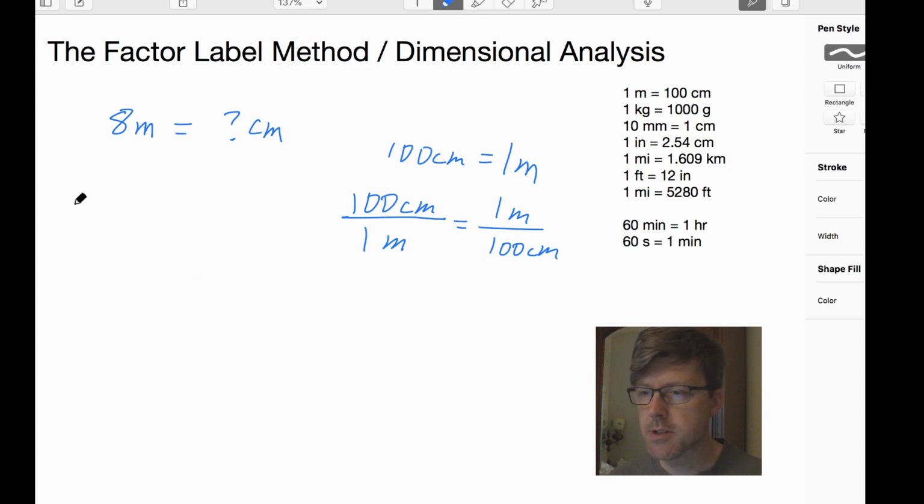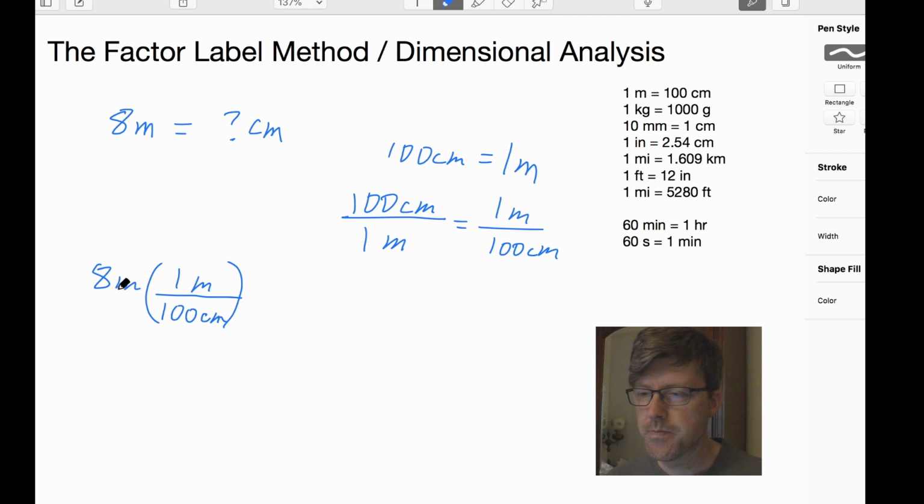So, for example, I can say 8 meters. Actually, I'm going to move this down a little bit. I can say 8 meters times 1. Well, that's still 8 meters because it doesn't change. Well, what if instead of multiplying by 1 that way, I multiplied by a fraction that's equal to 1, like 2 halves? Well, that's still multiplying by 1. So what if I put one of these things down here? For example, 8 meters times 100 centimeters on the bottom and 1 meter on the top.